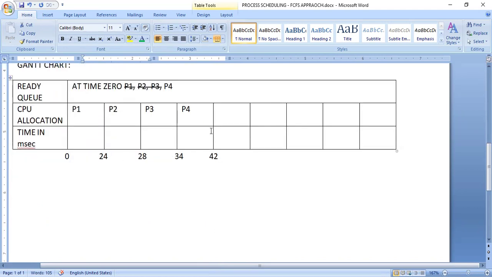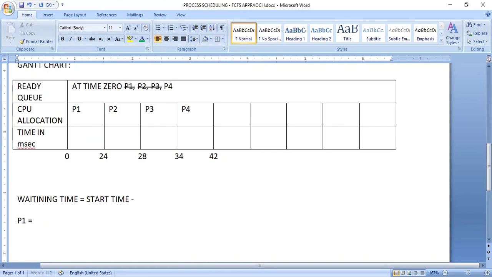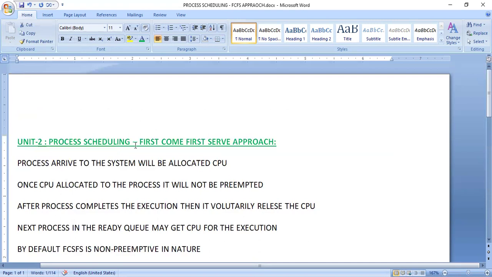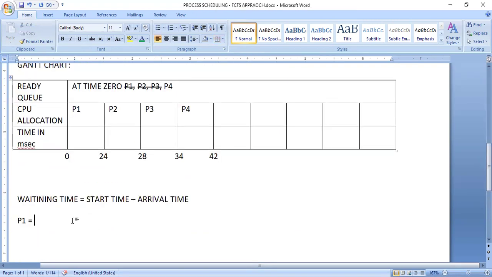Now we move on to write the waiting time. You need to calculate waiting time for each process. So I am writing the waiting time of P1 now. We have a formula. What is the formula for waiting time? Starting time minus arrival time. According to that, the starting time of P1 is 0 milliseconds and arrival time is also 0, and 0 minus 0 will become 0 milliseconds.